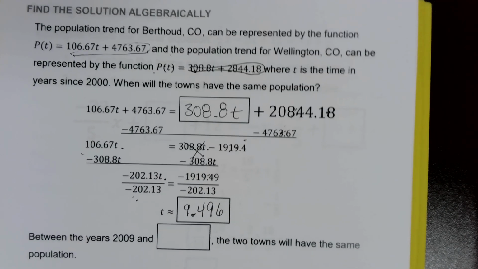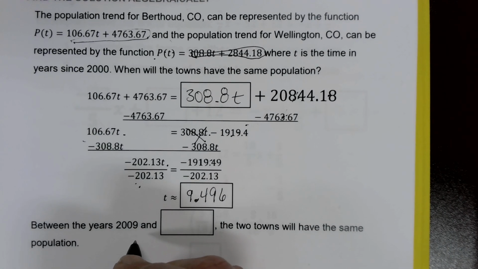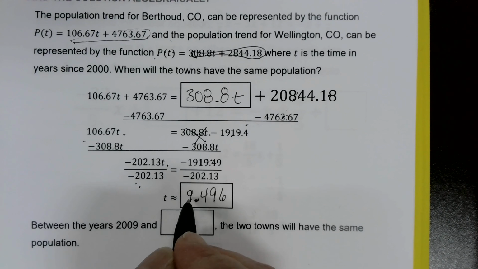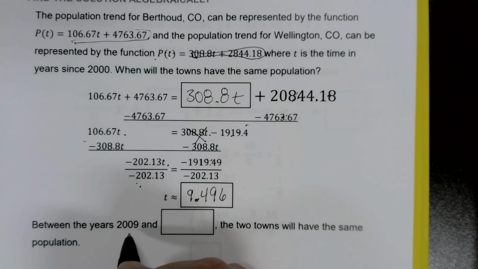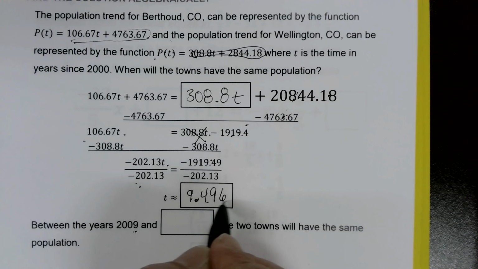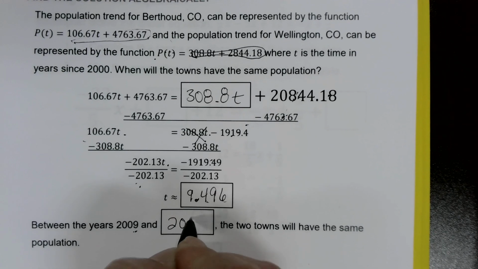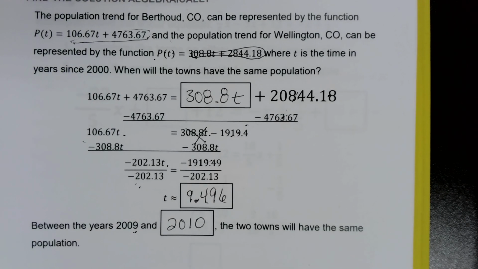So that means that we're starting at year 2000. Okay, so 9 years later would be 2009. And somewhere nearly halfway, 0.496 is nearly 0.5 if you round it up. So about halfway between 2009 and 2010, that's when the two towns will have the same population.